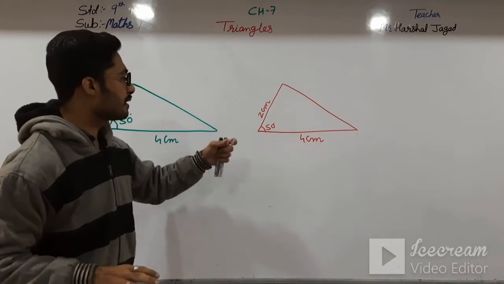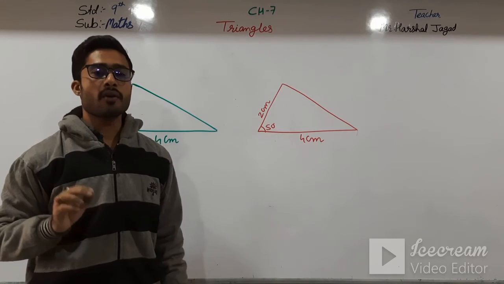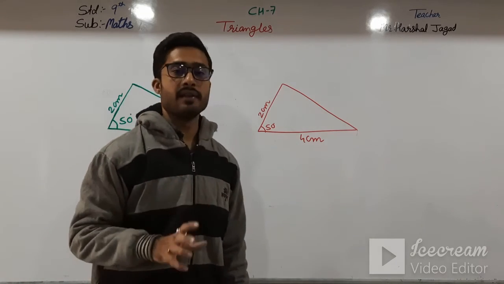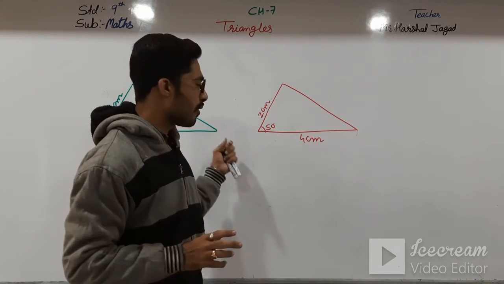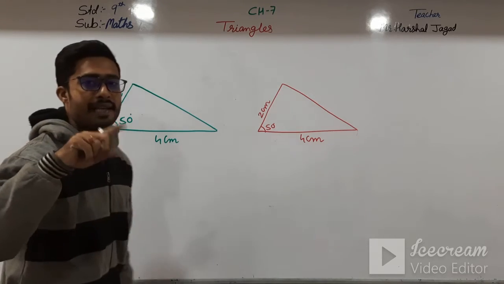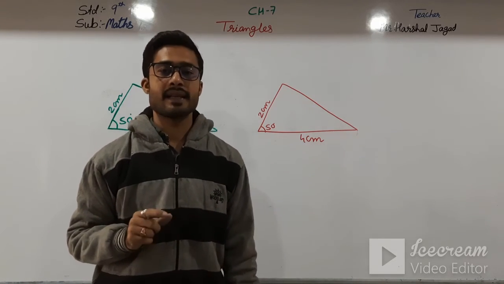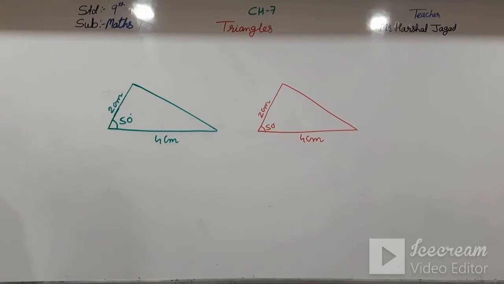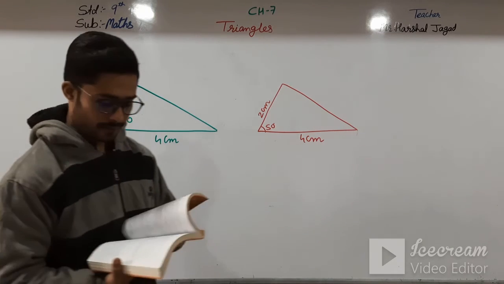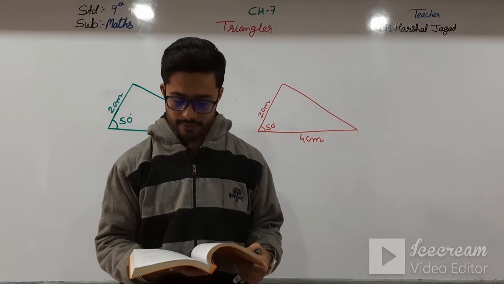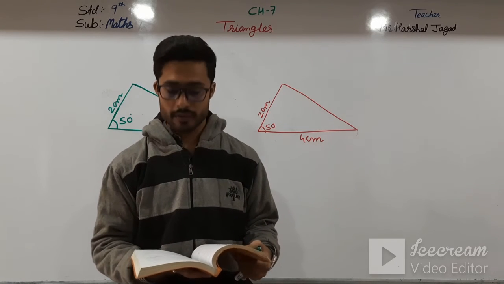Okay, students. So both these triangles are congruent to each other, and the rule by which they are congruent we will call side angle side, means SAS congruence. SAS means side angle side congruence it is. So let us see. This is the first criterion for the congruence of triangles.